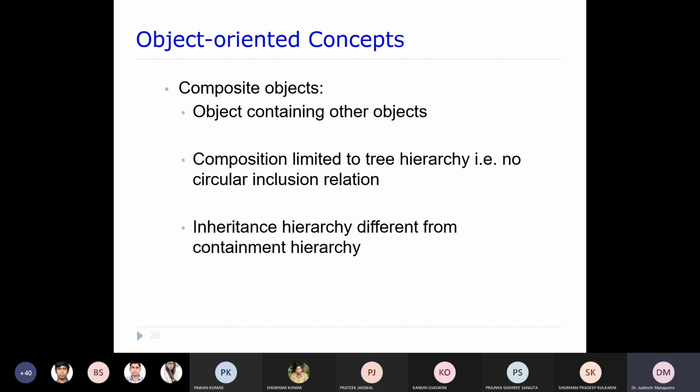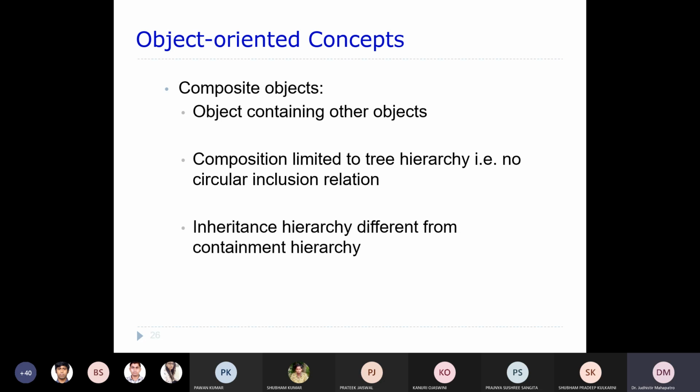There is a concept called composite objects, where certain objects contain other objects, right? You can also have a tree hierarchy, where one object can be contained in another object, and that particular object may be contained in yet another object. So in this way you can have a tree hierarchy also, right?